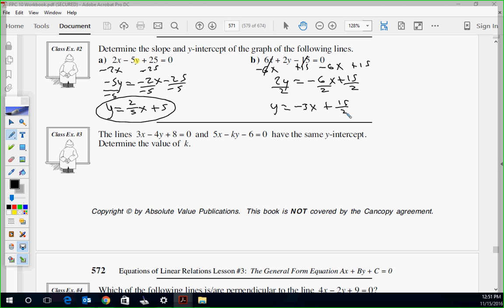All right, so this one here: the line 3x minus 4y plus 8 equals 0 and the line 5x minus ky minus 6 equals 0 have the same y-intercept. Determine the value of k. So what we have to figure out is we want to move this one into slope form and figure out what b is, because that's what the y-intercept is, right? So we want to do that first.